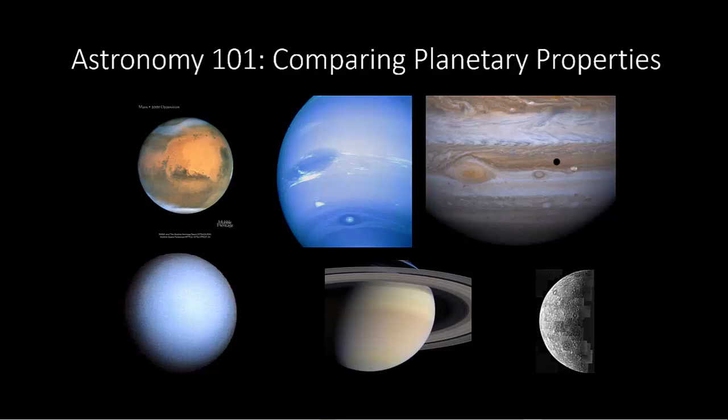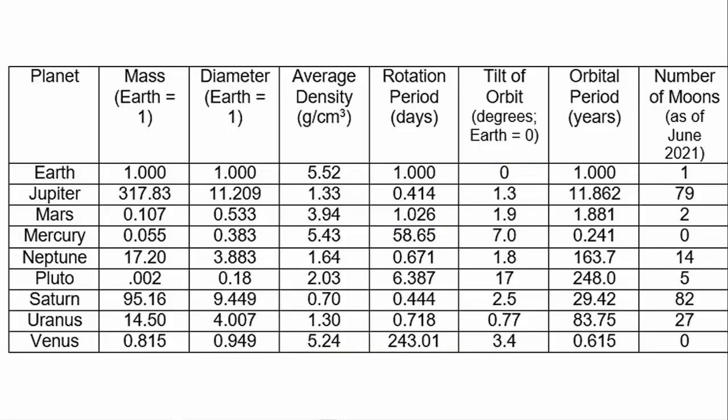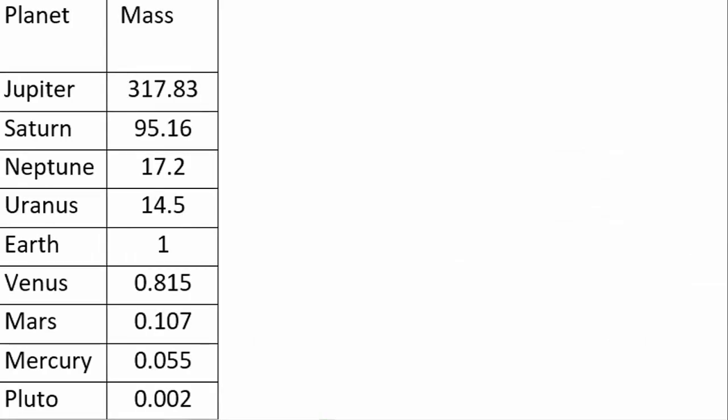This will be a short video that parallels an activity that we would do if we were working in the classroom, where I give the students a sheet that has some data about the planets on it. Here's the information. I have the students rank the planets from most to least on these different characteristics: mass, diameter, average density, and so forth. So we can do that here.